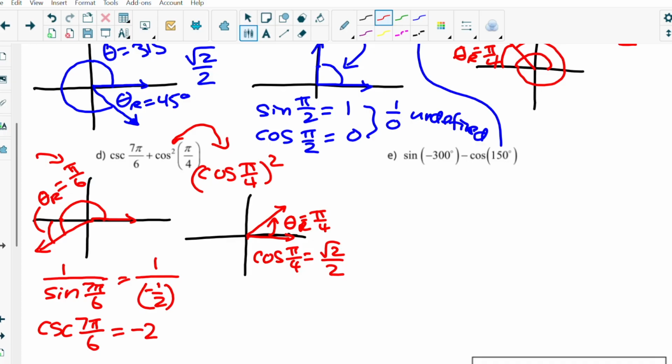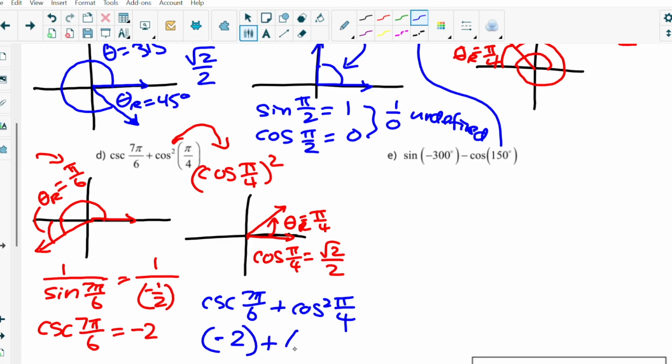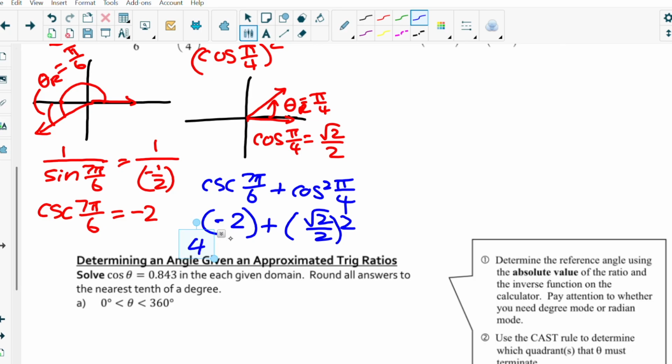Okay, so when I do this last part, I'll do it in blue here. Cosecant of 7 pi over 6 plus cosine squared of pi over 4, that is negative 2, plus square root of 2 over 2 squared, that's 2 over 4, sorry, that is negative 2 plus 1/2, and that equals negative 3/2.